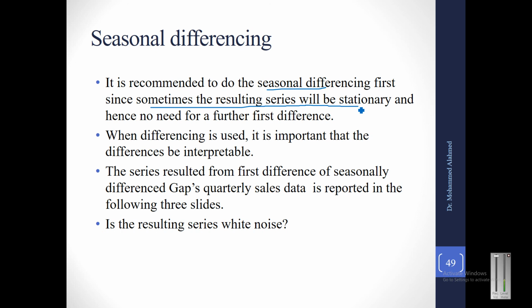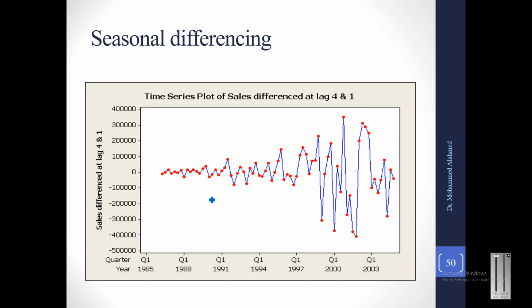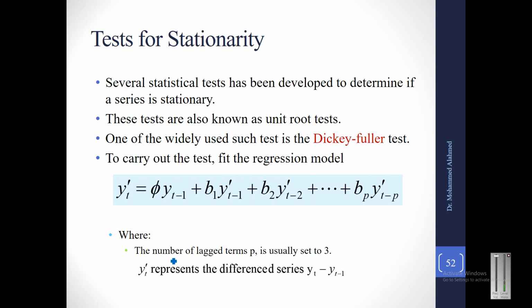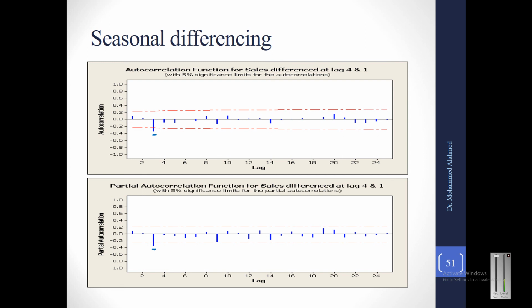Many times you just do a seasonal differencing and your data is automatically stationary, right? Here, the series resulted from the first difference of the seasonally differenced series. So first we applied the seasonal difference and then we applied the first difference. So now we see the time series plot of the difference at lag of 4. Now you can see the data is nearly stationary. Almost 95% of the coefficients are within this range, only this particular one is outside. As I said, 5% is allowed to go beyond and the rest should be within this particular interval.